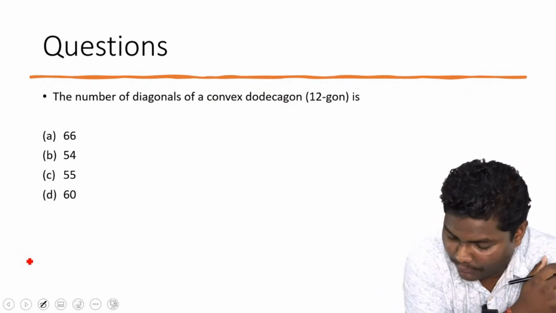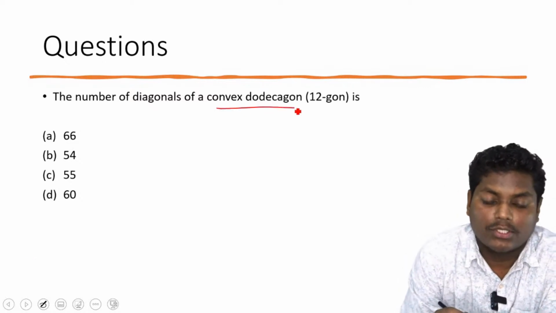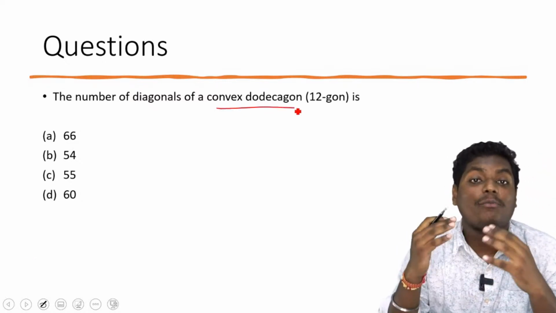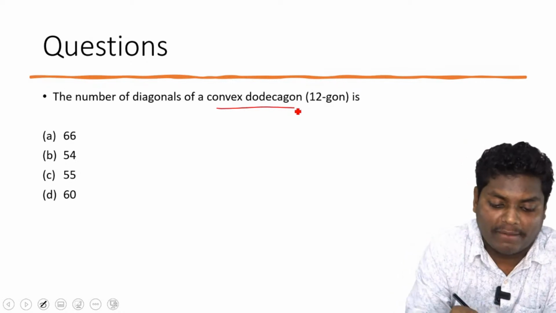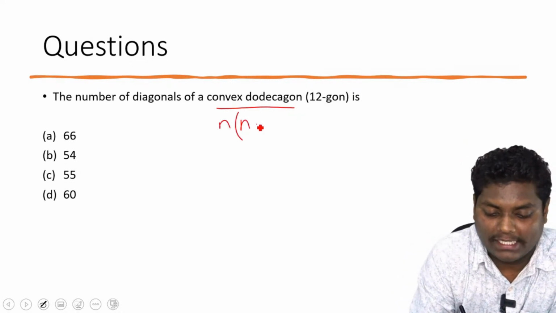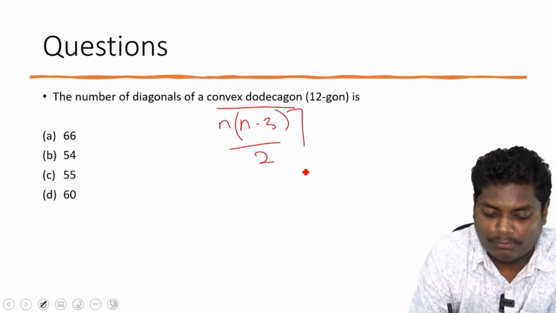So Rhythm is saying 54. The number of diagonals. What is the formula that we have seen for the diagonals? We have seen that n into n minus 3 upon 2. This is the formula that we have seen.